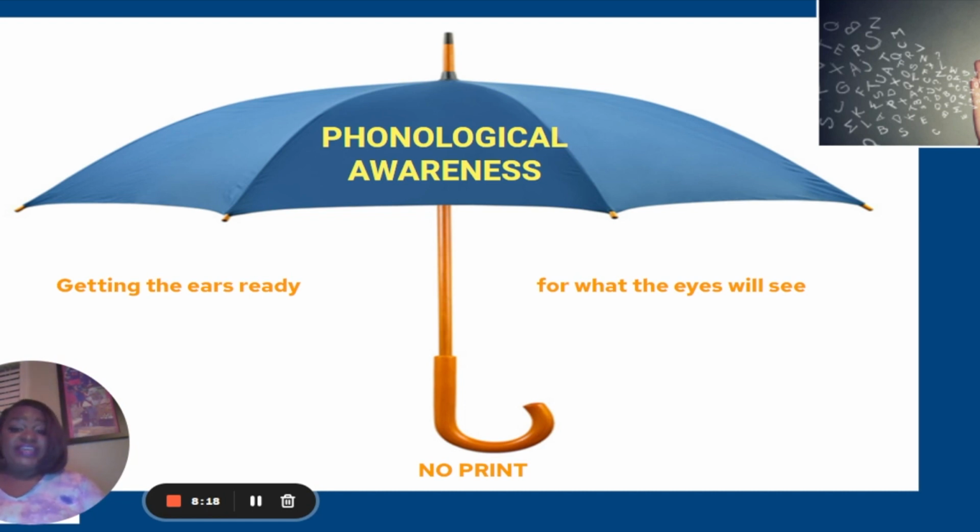Before we can get to phonics, we need to solidify the areas of phonological and phonemic awareness. We need to be sure that our students are fluent in those areas, because this is the knowledge that they are going to need in order to be successful when they see that print on paper. So let's delve deeper into the areas of phonological and phonemic awareness.